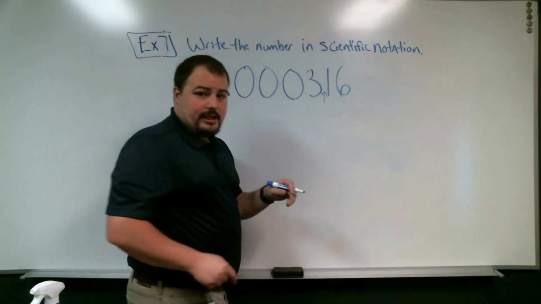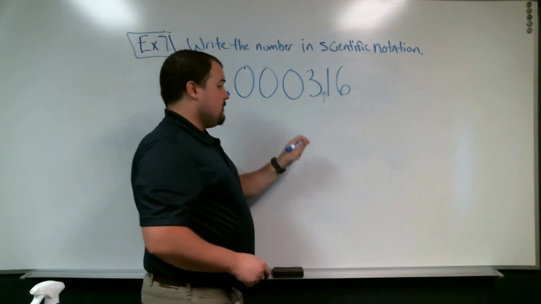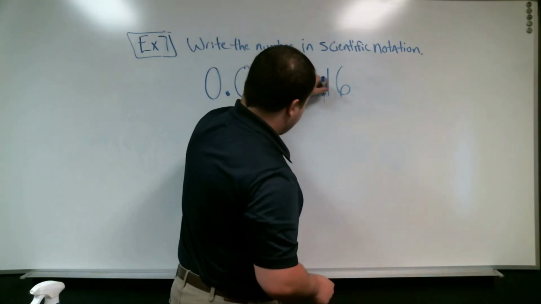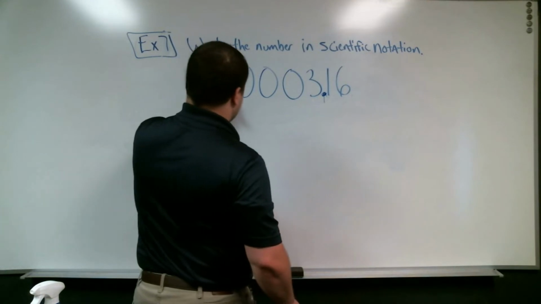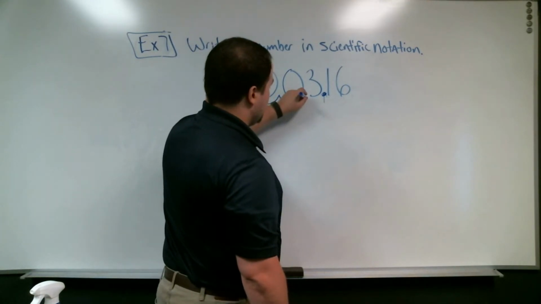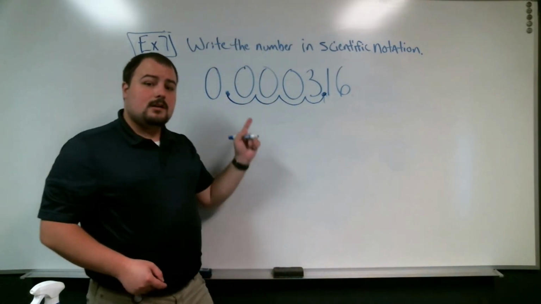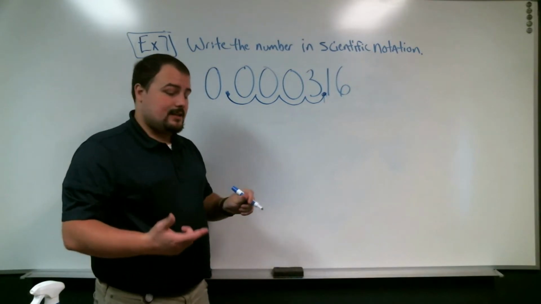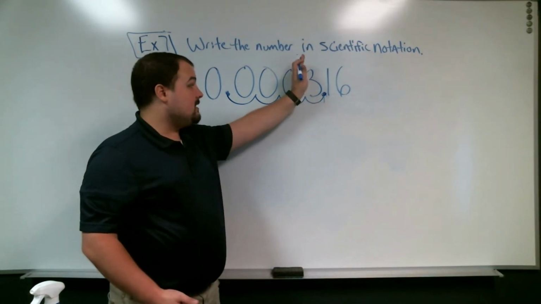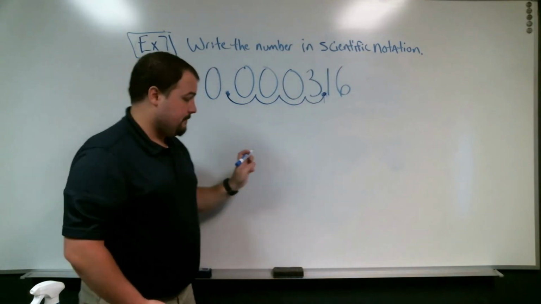So our decimal is going to go right here, right in between the 3 and the 6. So I'm going to go ahead and put the decimal there. So I know it's going to go 1, 2, 3, 4 spots. So the decimal moved 4 times to get to that number. Now I'm going to write this decimal, everything from this way to the right.